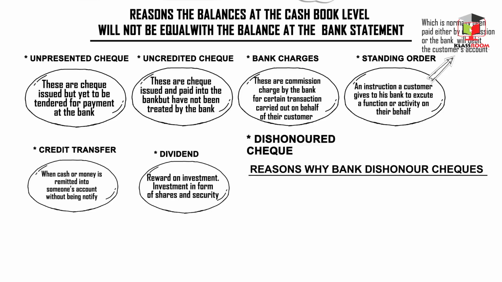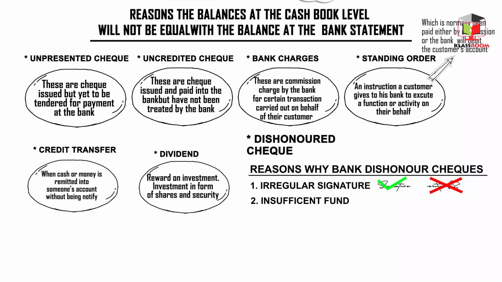Then the last aspect is dishonored check. Checks are most times dishonored by the bank for the following reasons. One, when the signatures in the check are not the same. Every check has two portions for signatory. If the signatories are not the same, the bank may reject such check.